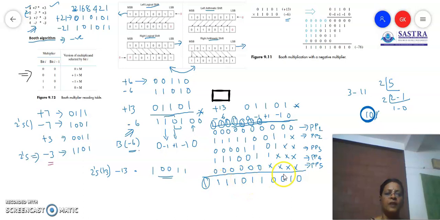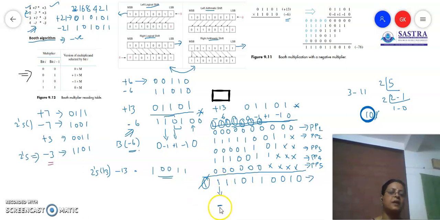Now you have written the answer. This is going to be the final answer. How will you interpret the final answer? This is an end around carry in 2's complement. You will ignore it and examine the first bit. The first bit is 1, so it is going to be a negative number, so you will put a minus sign for the result.